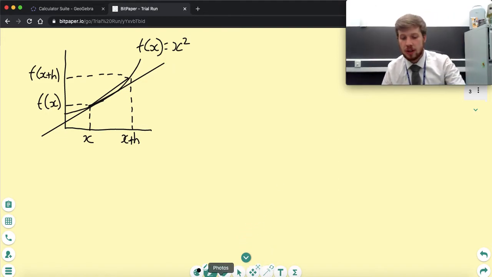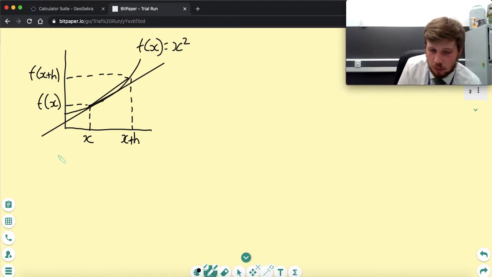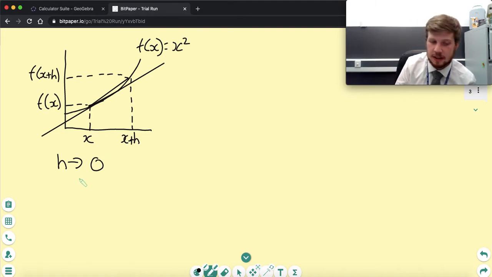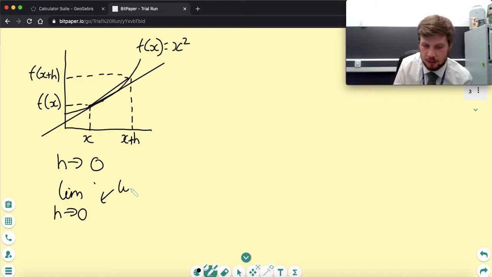So what we're doing is I'm going to have to introduce a limit. So what I want my h value to do is to get closer and closer to 0. So the way I represent this in maths is I say the limit as h approaches 0. So this is the limit of h. If you could make a note of that, that would be great.